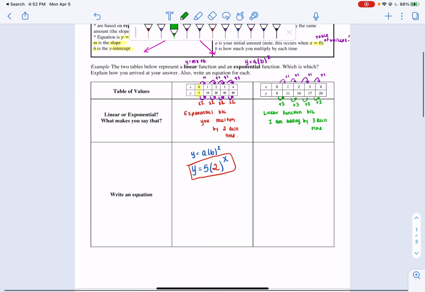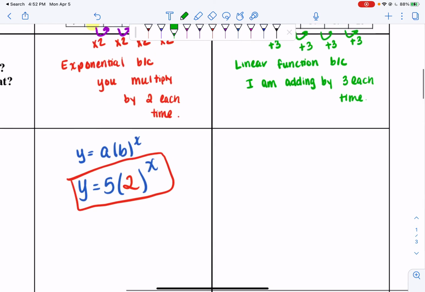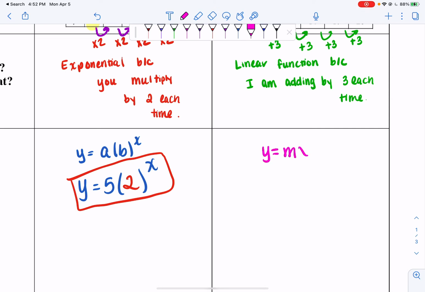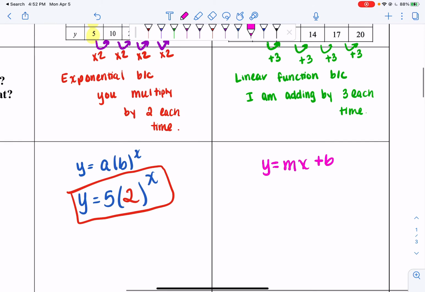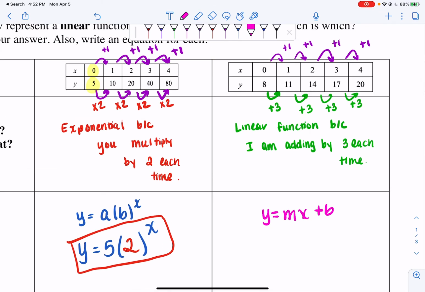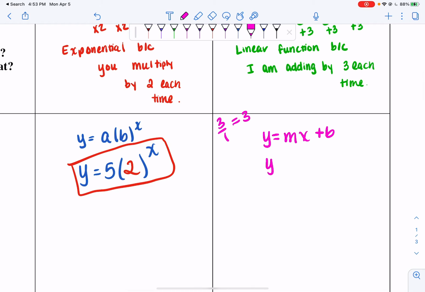Now, if we go on to this next part, when we write our equation, we know the linear equation or linear function is y equals mx plus b. So I'm going to put in y equals mx plus b. We know m is our slope and b is our y-intercept. Slope is the change in y over the change in x. So if you think about it, I'm going up by 3 and I'm going up by 1. What's 3 divided by 1? Good, it's 3. So I can say that my slope is 3, so I have y equals 3x.